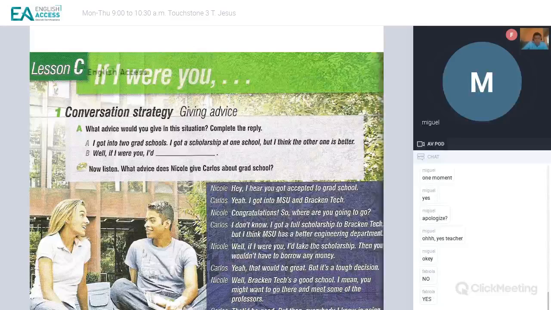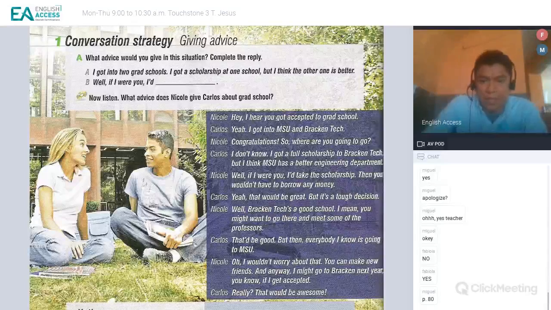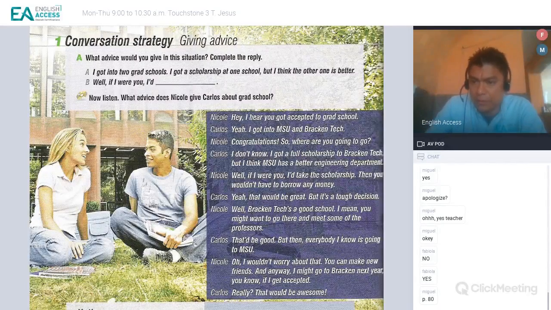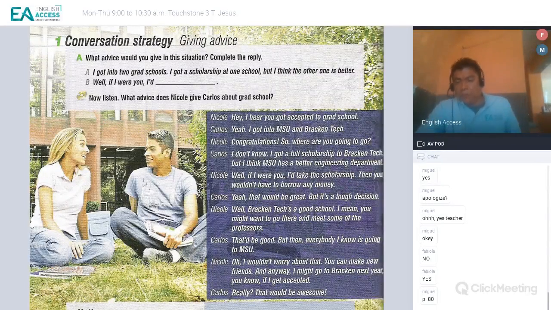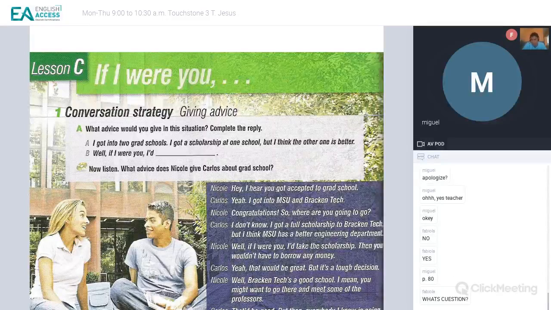So here we have lesson C. If I were you. Okay, we're going to see this. If I were you. Page 80. Yes, Miguel, page 80. It's right here. You can just look at the computer screen and we can work with that. Yes, Fabi. What question? No, it's just the title. If I were you. That's it.